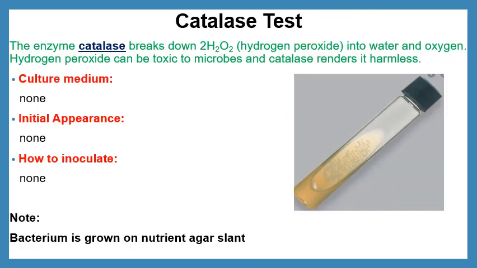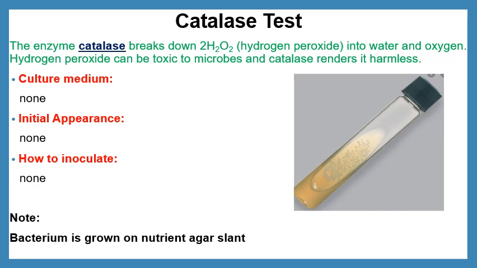So the first test we're going to discuss is called the catalase test. This test is used to differentiate, or put into two different categories, Staphylococcus versus Streptococcus. Both of these groups of bacteria are gram-positive cocci. However, one possesses the catalase enzyme and the other group does not.